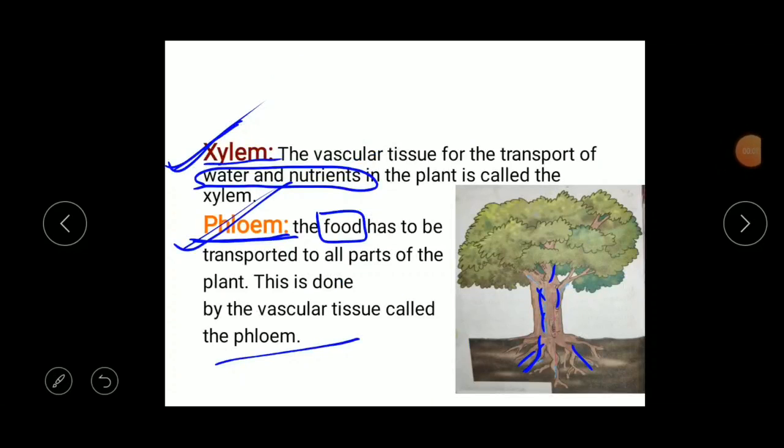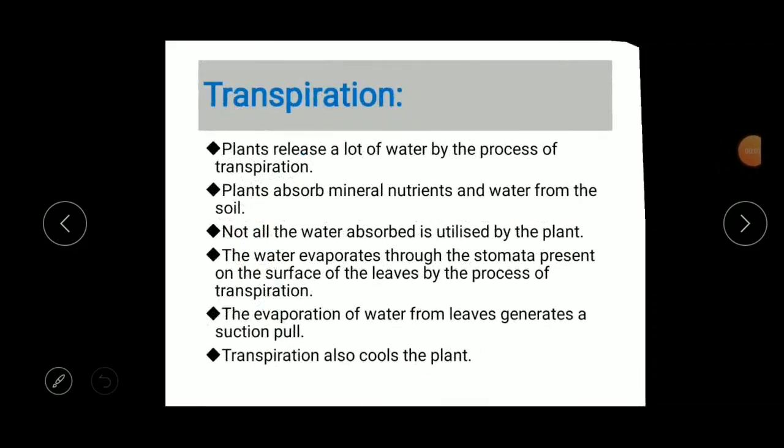Now children, let's move on to another topic, that is transpiration. What do you mean by transpiration? The plants release a lot of water by the process of transpiration. So what is the meaning of transpiration? The release of water from the plant leaves is called transpiration. So the plants release a lot of water by the process of transpiration.